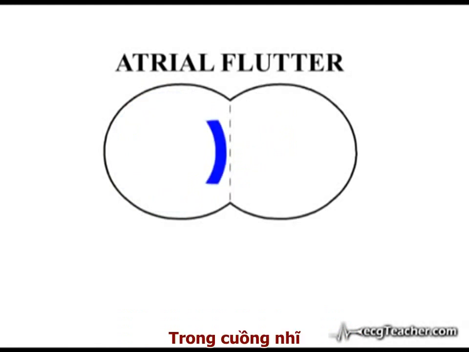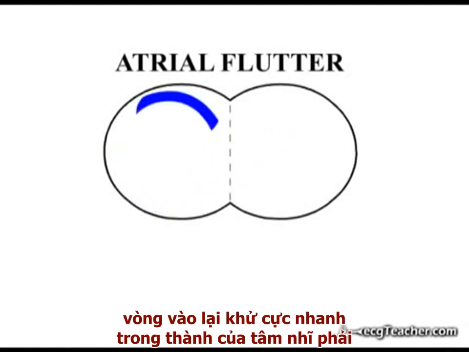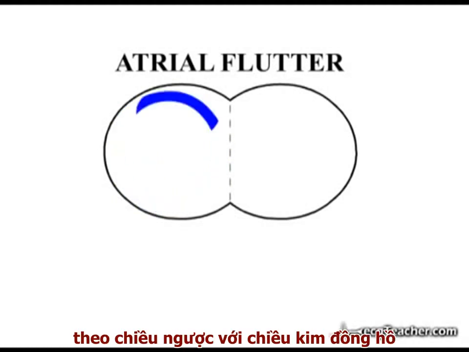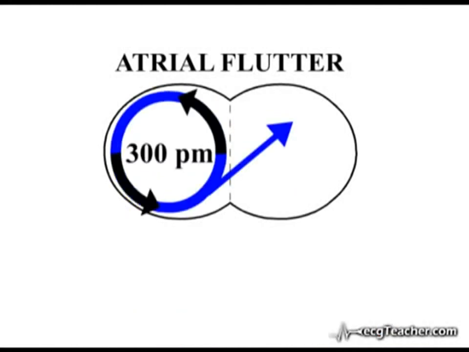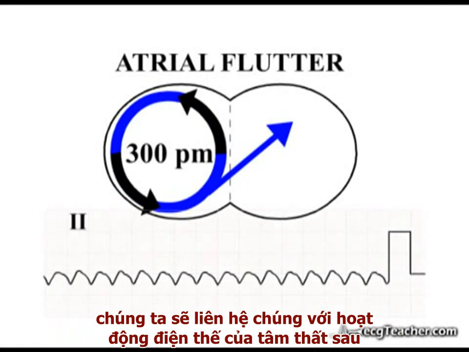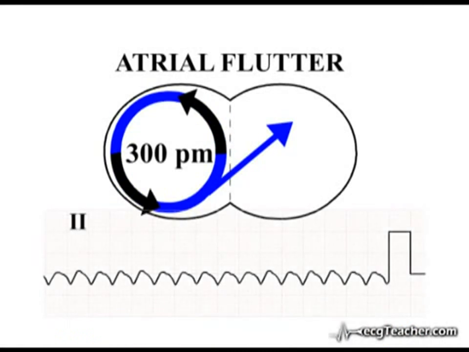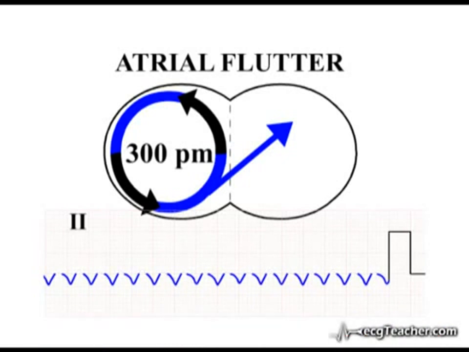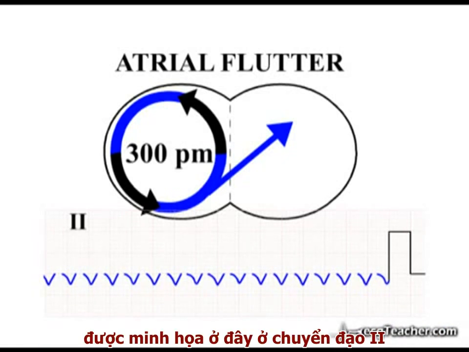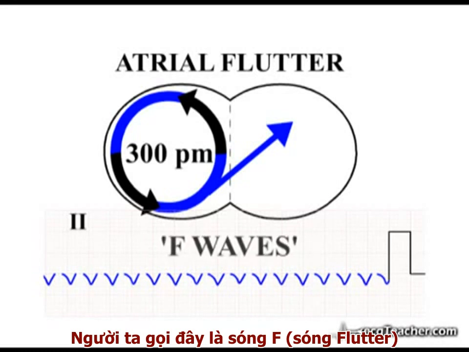In flutter, the rapidly discharging loop of current in the walls of the right atrium rotates anti-clockwise, discharging into the left atrium at approximately 300 discharges per minute. If we mask ventricular electrical activity for the moment, you will see that the discharge of depolarizing current from the re-entrant loop produces a large negative deflection in the inferior leads, illustrated here in lead 2. These are flutter waves.